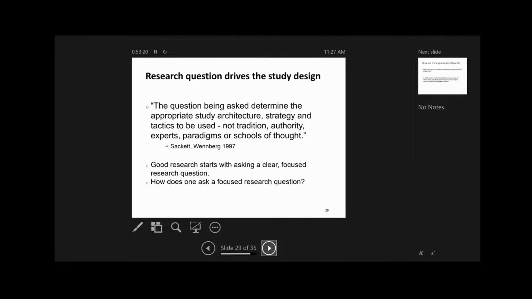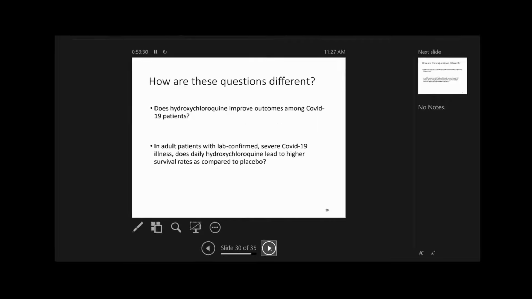Sometimes a question is inherently diagnostic. If you say, what is the accuracy of a new COVID test? It is not a question of RCT, it's a question of doing a diagnostic study. So very few people teach you how to deconstruct a research question, okay?